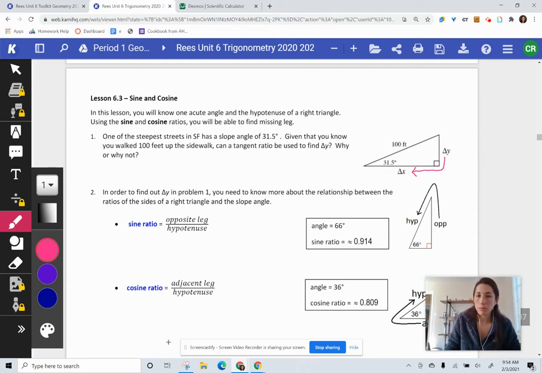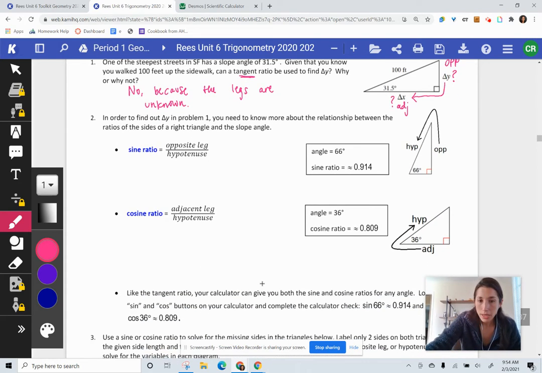So if I look at this first problem, it's asking if we can use the tangent ratio. Well, since we don't know the change in y and we don't know the change in x, we cannot use the tangent ratio. So I would say no, because the legs are unknown. Remember, another name for change in y would be an opposite leg, and this would be like an adjacent leg. And if we don't know either of those sides, we can't use that ratio, okay?